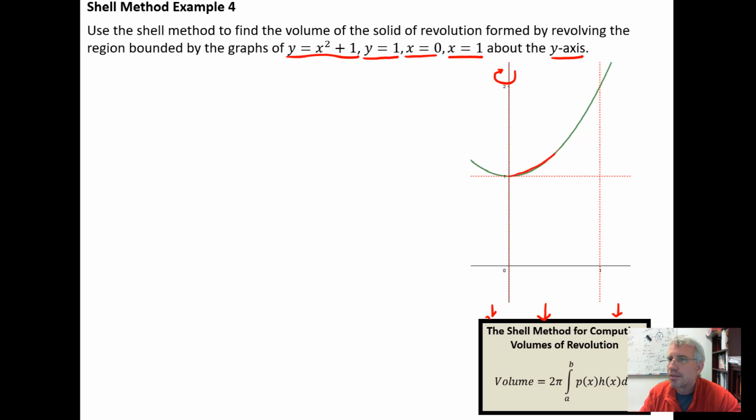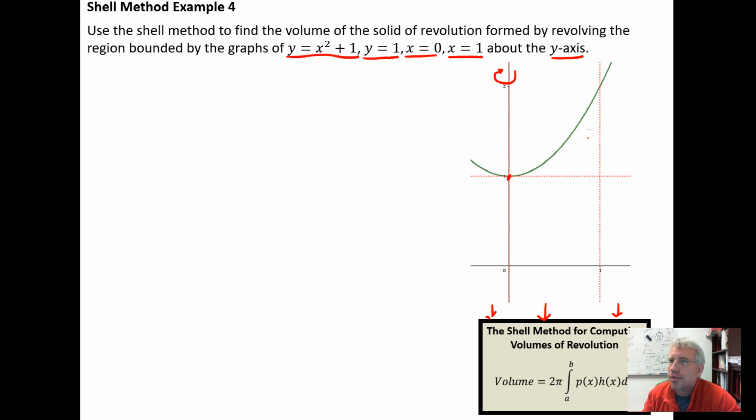That's this guy right here, the parabola opening upwards. It says y equals 1, which is this right here. And then x equals 0 really is just giving us this point of intersection of y equals 1 with the graph of x squared plus 1. And then x equals 1 would be this vertical line through here. So that region's going to establish this section right here that I have all in red. And we're doing a y-axis revolution. So notice when we revolve this region about the y-axis, this piece here is missing.